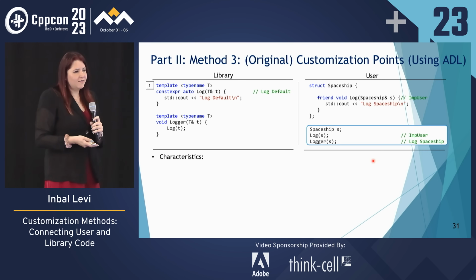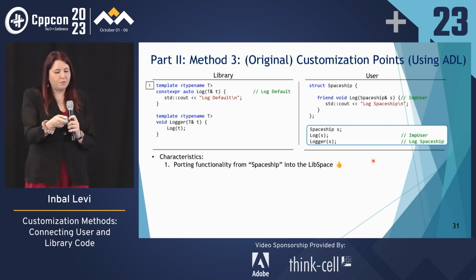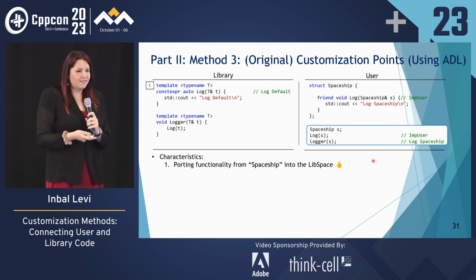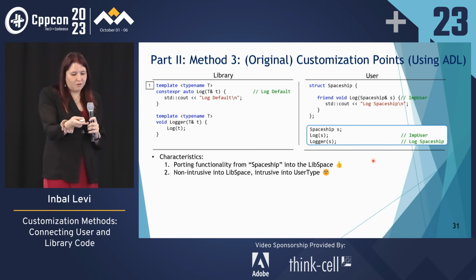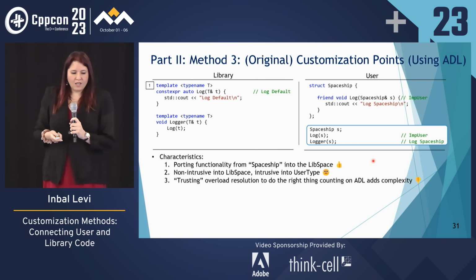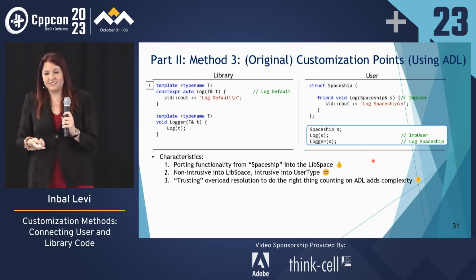So let's summarize the characteristics of this method. Porting functionality from spaceship, basically user namespace, into the lib space, done. This is not intrusive to the library space. It is intrusive to the user. So the user needs to opt in, but that's also fine. And we basically trust overload resolution to locate the correct candidate.